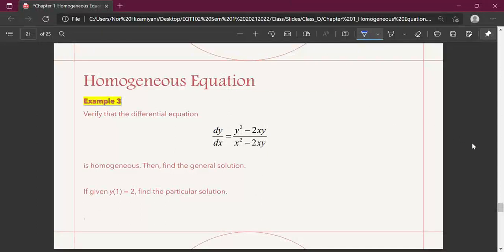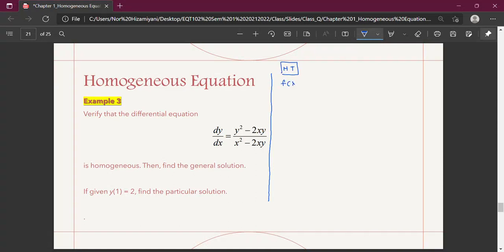Okay, now we will continue with our last example, example 3. Verify that the differential equation is homogeneous, then find the general solution. If given y(1) equal to 2, then find the particular solution. So I will write here, you apply the homogeneity test.